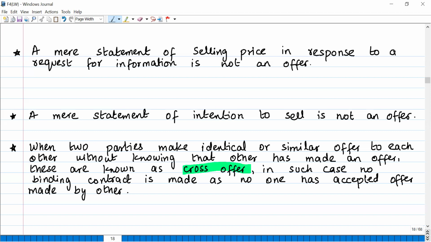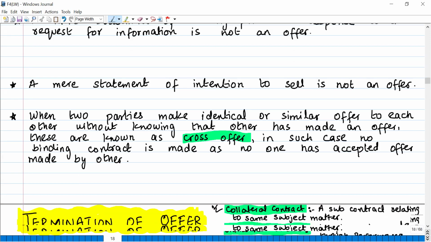And let's say for some reason I refuse to accept your offer, then I can do that. The cross offers cancel the effect, so I can refuse the offer as well. The cross offer does not form a binding contract because nobody had accepted an offer. Maybe my mind changed, so I could refuse the offer. Okay, this is cross offer.